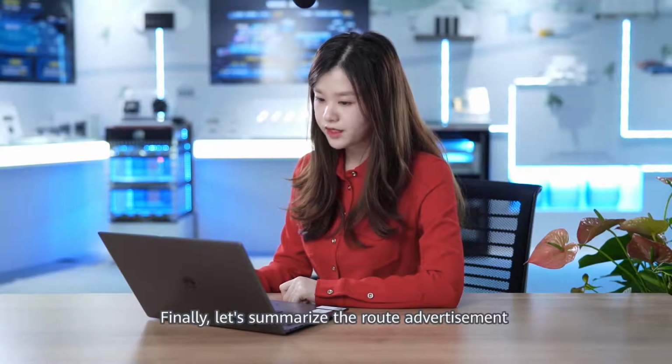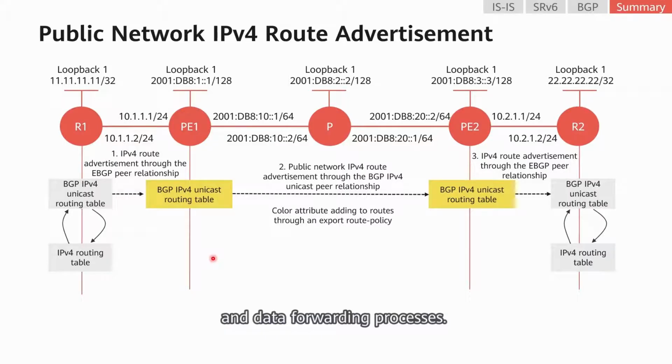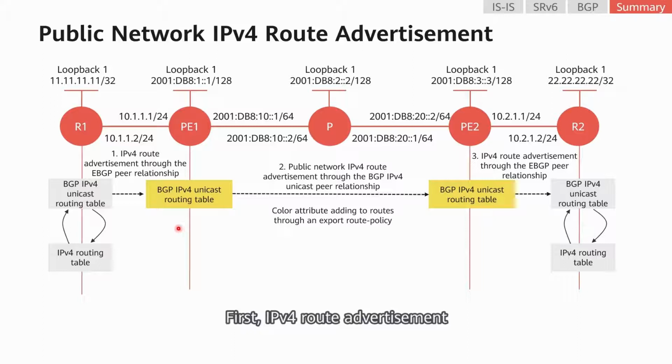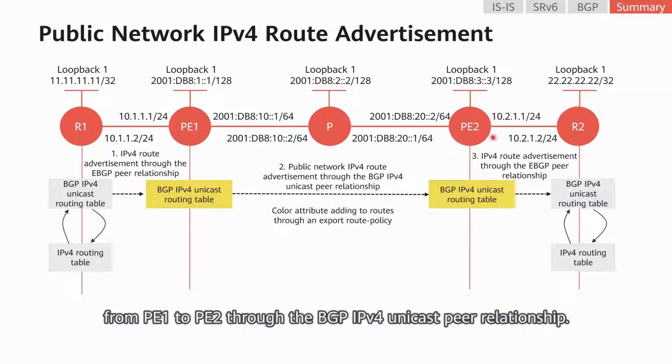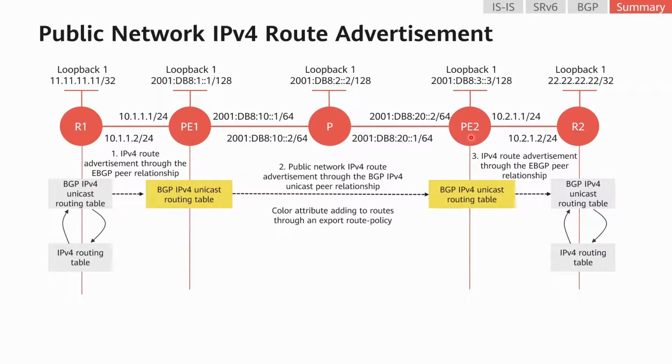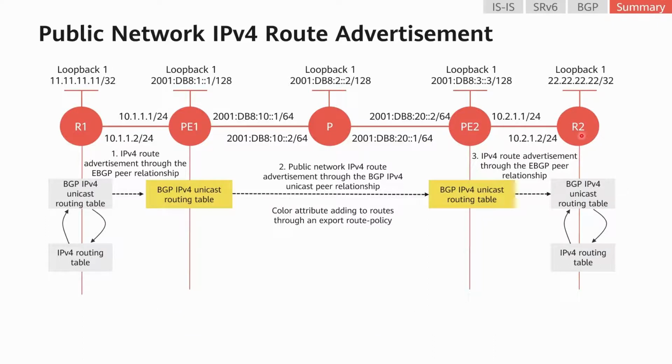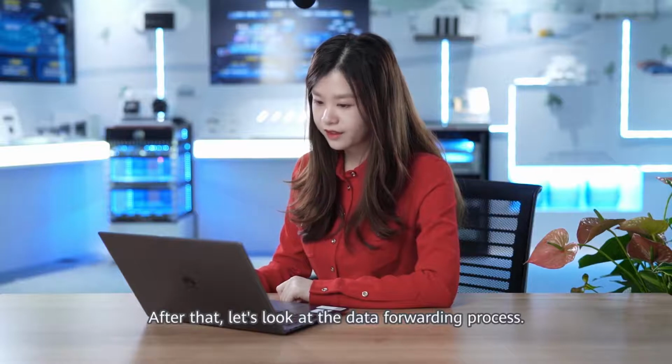Finally, let's summarize the route advertisement and data forwarding processes. Taking route advertisement from R1 to R2 as an example, the advertisement process mainly consists of 3 steps. First, IPv4 route advertisement from R1 to P1 through the eBGP peer relationship. Second, public network IPv4 route advertisement from P1 to P2 through the BGP IPv4 unicast peer relationship. Third, IPv4 route advertisement from P2 to R2 through the eBGP peer relationship. After that, let's look at the data forwarding process.